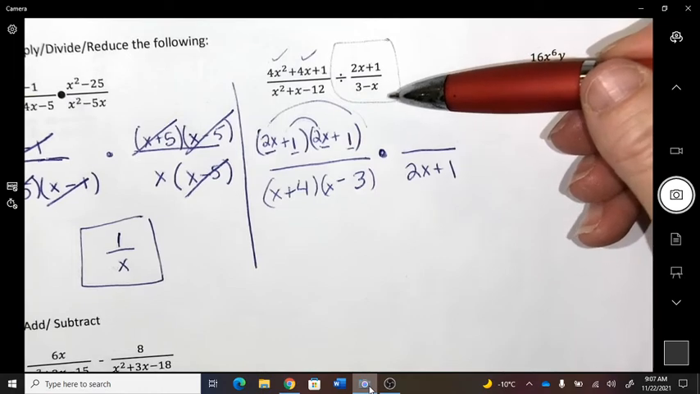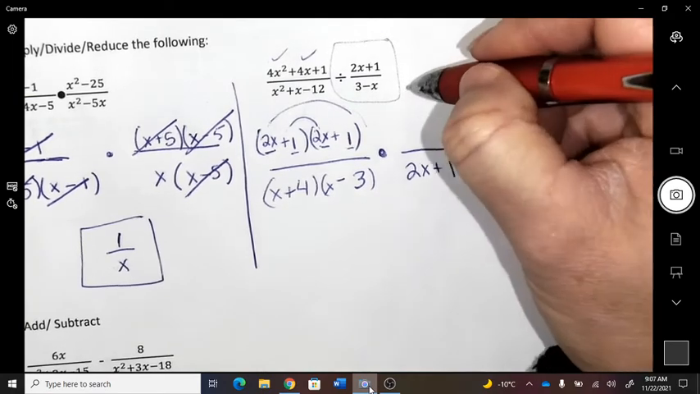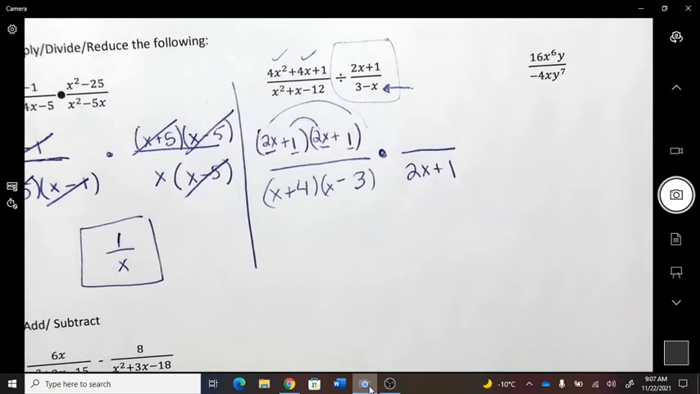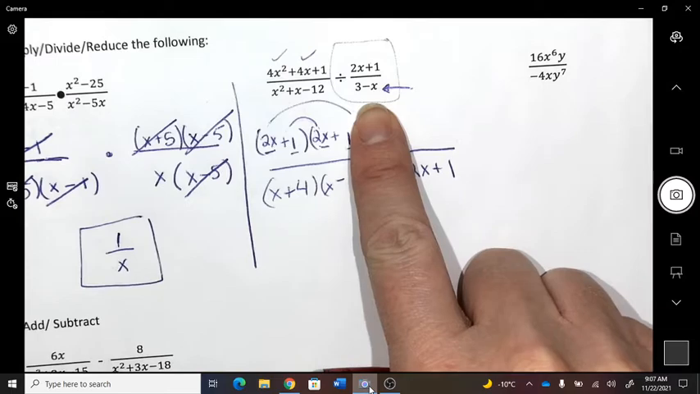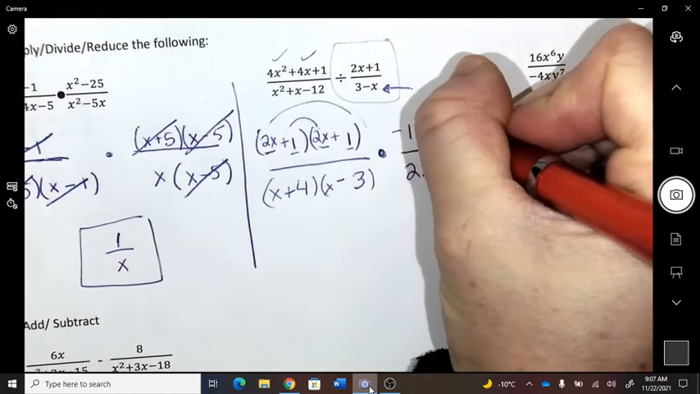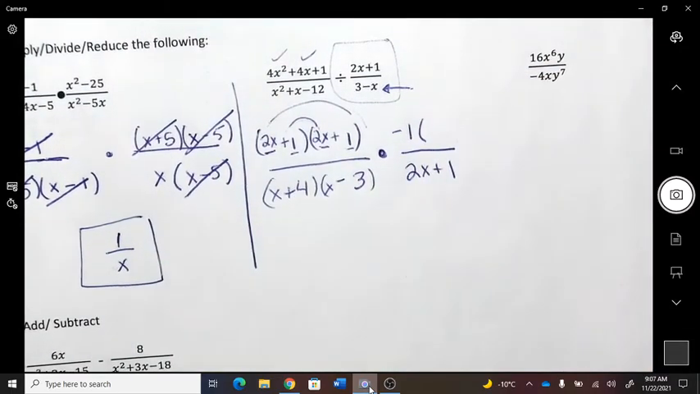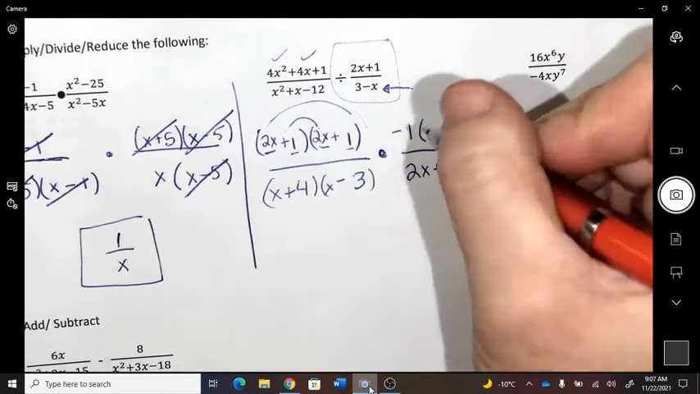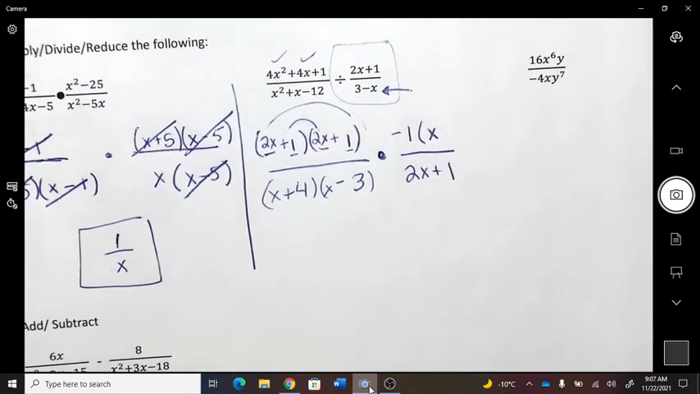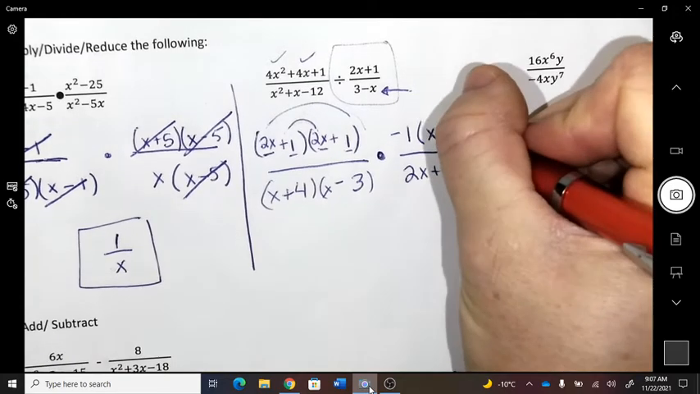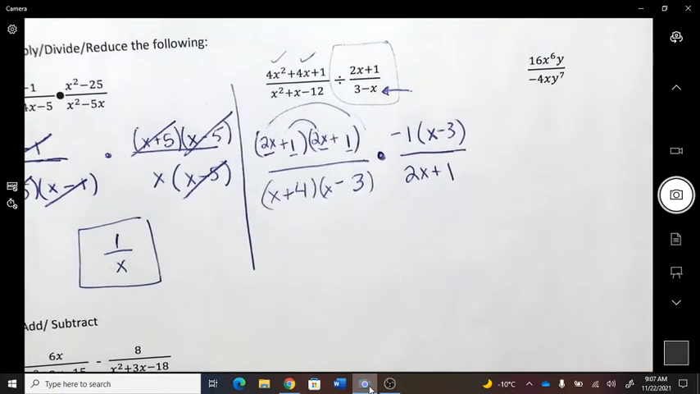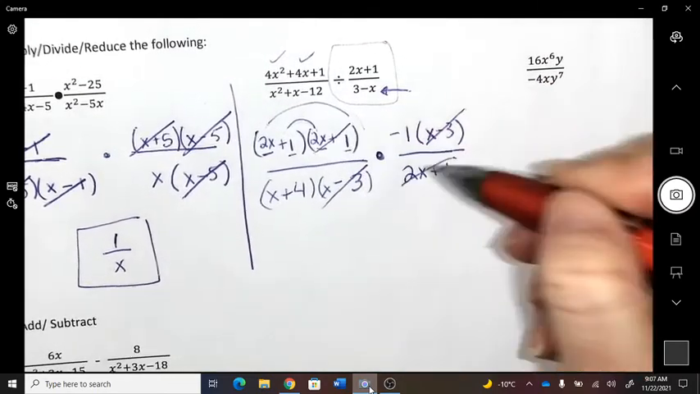But there's something I can do with this one yet. Which style is this one? I don't like negative x, right? I don't like negative x. So negative 1. So that would turn my x into a positive x. And it would turn the 3 into a negative 3. Okay, so I'm going to cancel x minus 3. I'm going to cancel 2x plus 1.